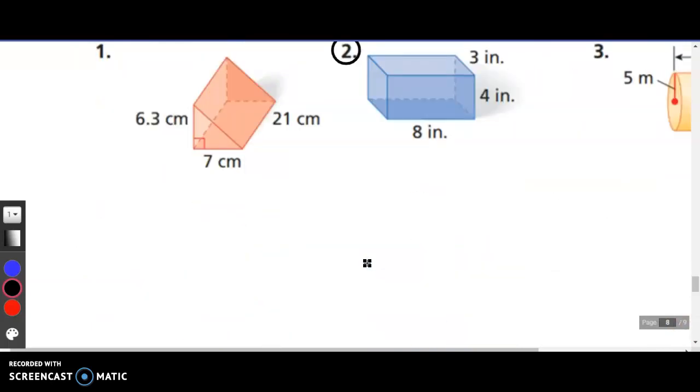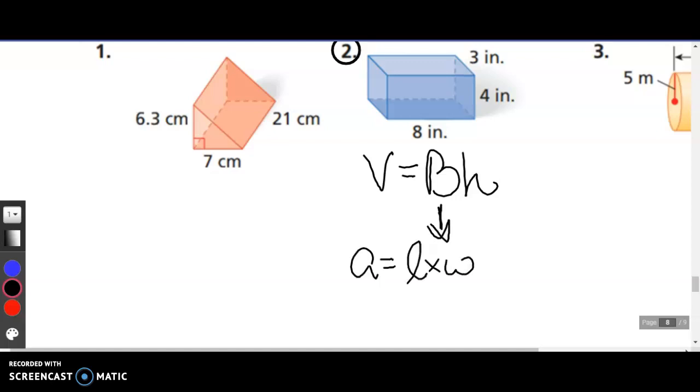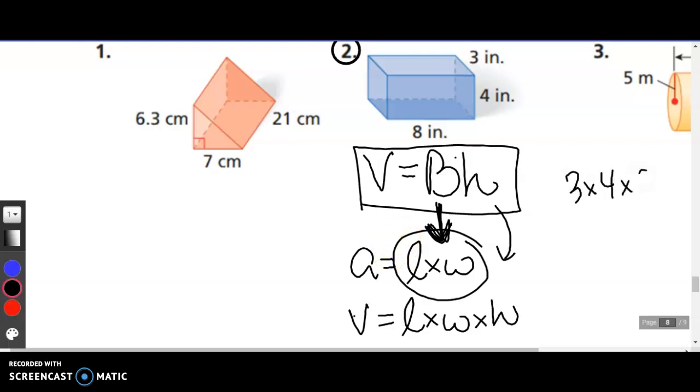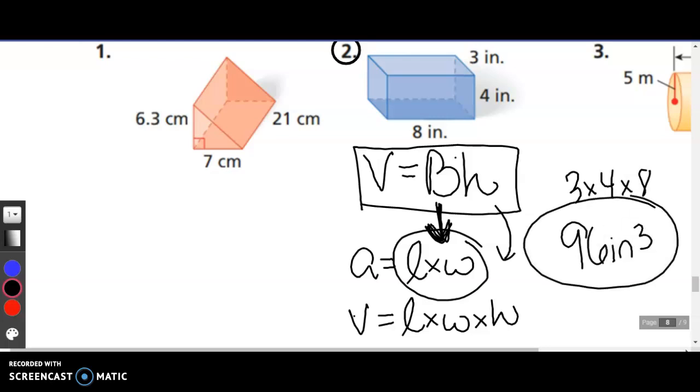The next shape is a rectangular prism, which means the base is a rectangle. Well, area of a rectangle is length times width. So really, that's where we get the formula, length times width times height, because the base is length times width, the area of the base, and then we add the height in. So anytime you have a rectangular prism, you can do volume equals length times width times height. This only works for rectangular prisms. So we do 3 times 4 times 8, doesn't matter what order, you get 96 inches cubed.